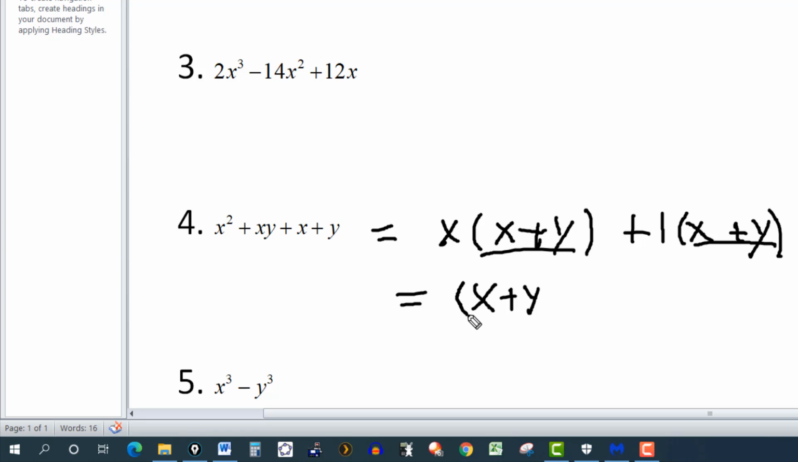Put parentheses here. Don't forget your parentheses. So what's left? If you bring this out, and again, put parentheses, because it's being multiplied now, common factor. So what's left if I take out the x plus y? Well, I'm going to have x plus 1. There it is. So this is the factorization.